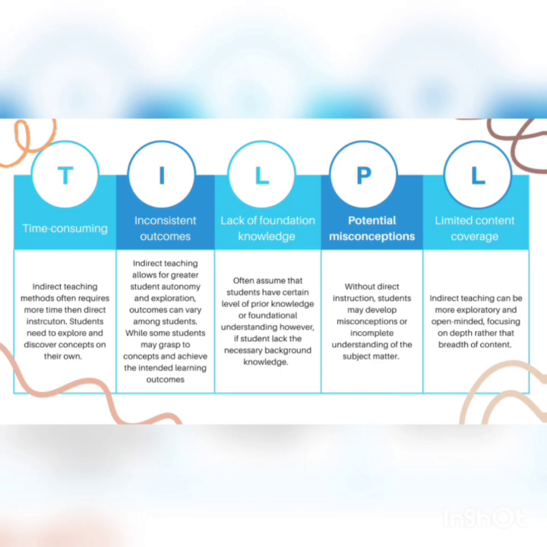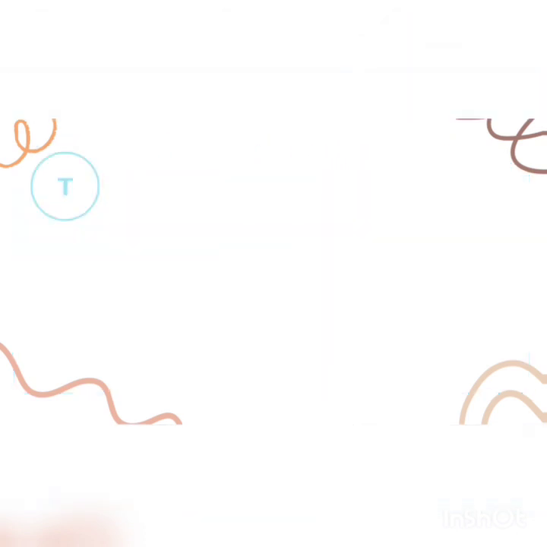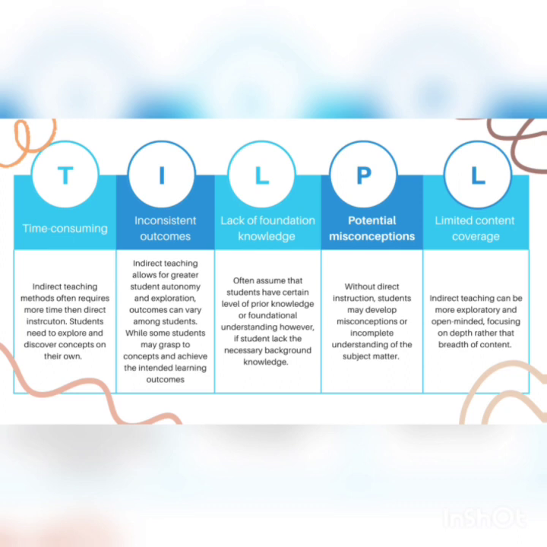The fourth one, potential misconceptions. Without direct instruction, students may develop misconceptions or incomplete understanding of the subject matter. Since they are not guided explicitly, they may form incorrect hypotheses or draw incorrect conclusions. These misconceptions can be difficult to identify and correct, potentially leading to long-term misunderstandings that may need to be addressed later.